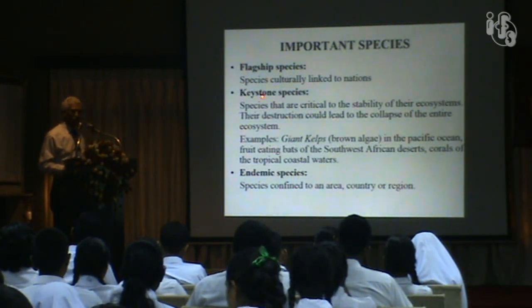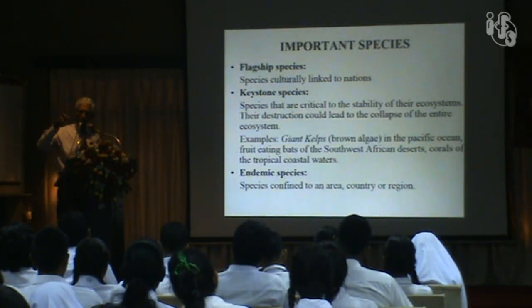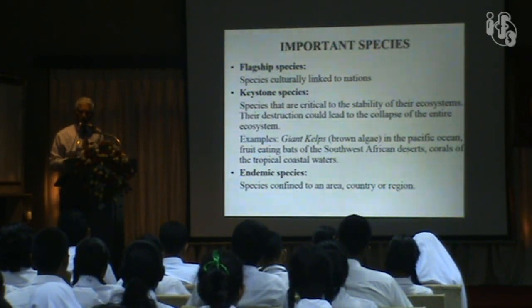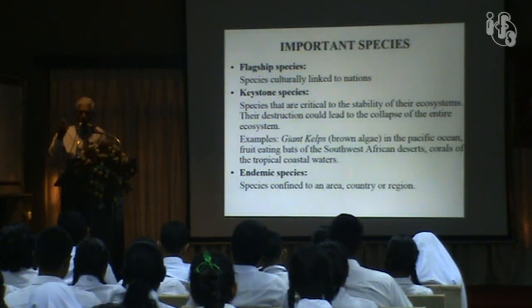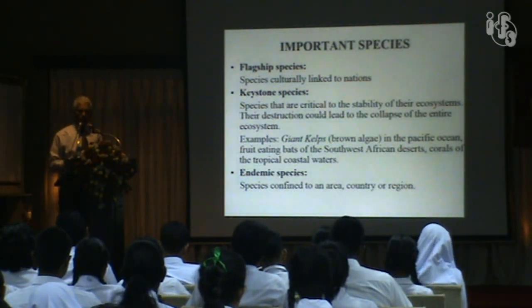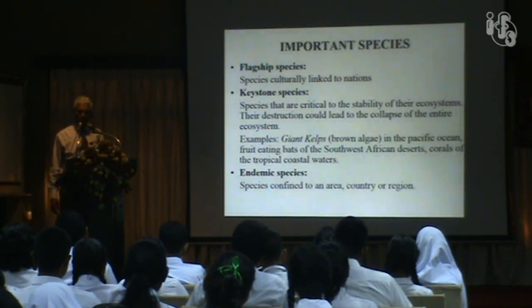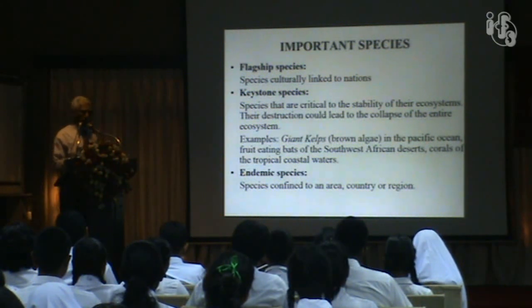Keystone species. Different ecosystems have one or a few, need not be one, species that contribute to the stability of that ecosystem. If that species gets extinct or removed, the entire ecosystem will collapse. So you should be aware of the keystone species.